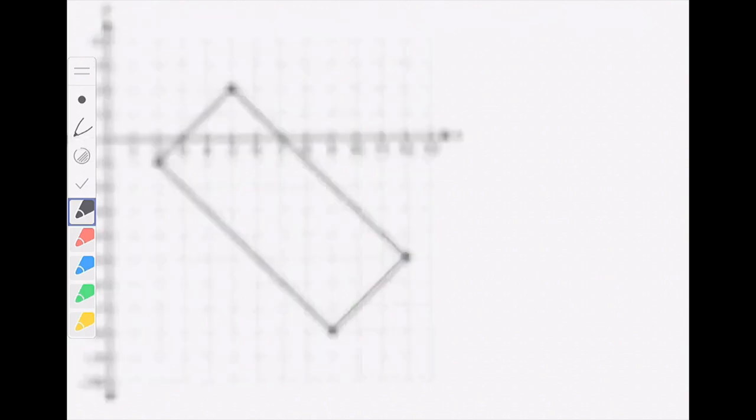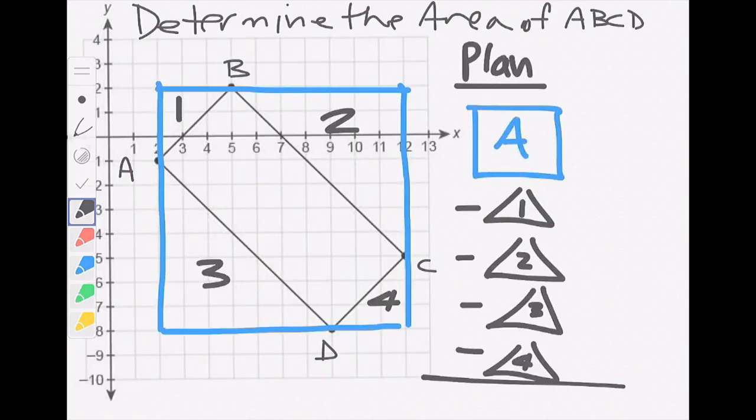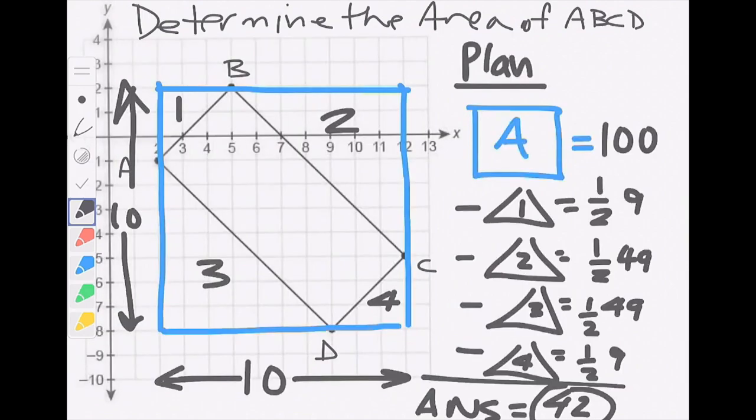So if you solved it by surrounding and subtracting, your plan could possibly be to start with that blue rectangle or square and take away the 4 little triangles that are appearing there. So if you solved it that way, you're getting an area of 42 squares inside that rectangle, inside that shape.